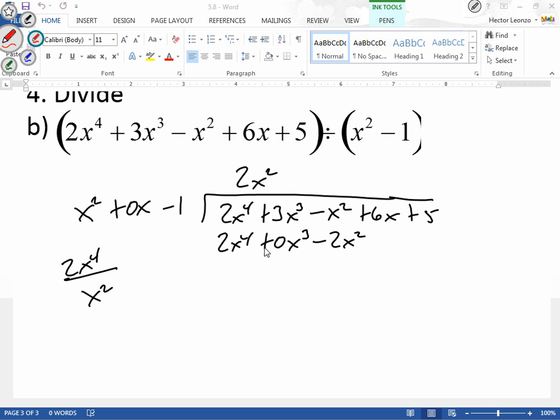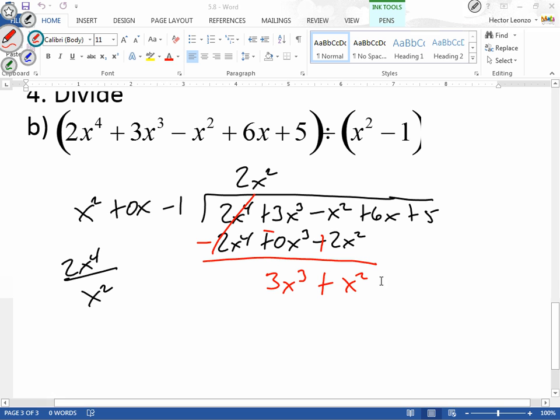So then I'm going to draw the line, change the sign. So minus, minus, plus. First term cancels out. Second term, I have 3 minus 0, right? I'm just looking at the coefficients. 3 minus 0, that's 3x to the 3rd. Here, negative 1 plus 2, that is plus 1x squared. And then plus 6x because I dropped the next term.